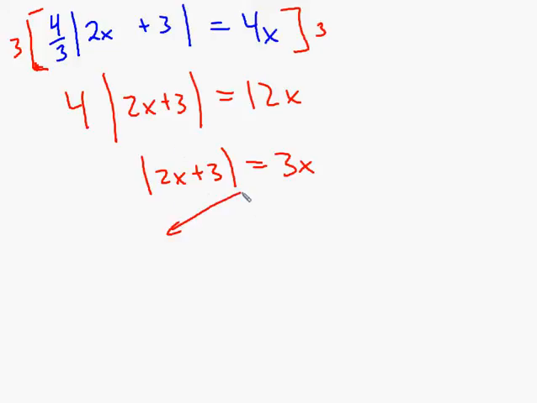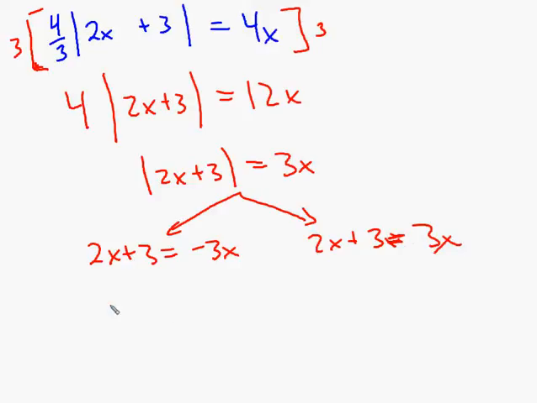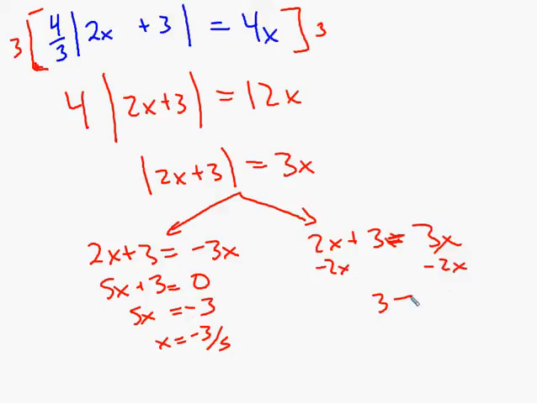I split it into 2 possibilities. 2x plus 3 could equal negative 3x, or 2x plus 3 could equal positive 3x. I'll solve this one. I'll add my 3x and get 5x plus 3 equals 0. Subtract my 3 and divide by 5. And over here, I'll subtract my 2x and I get x is 3.